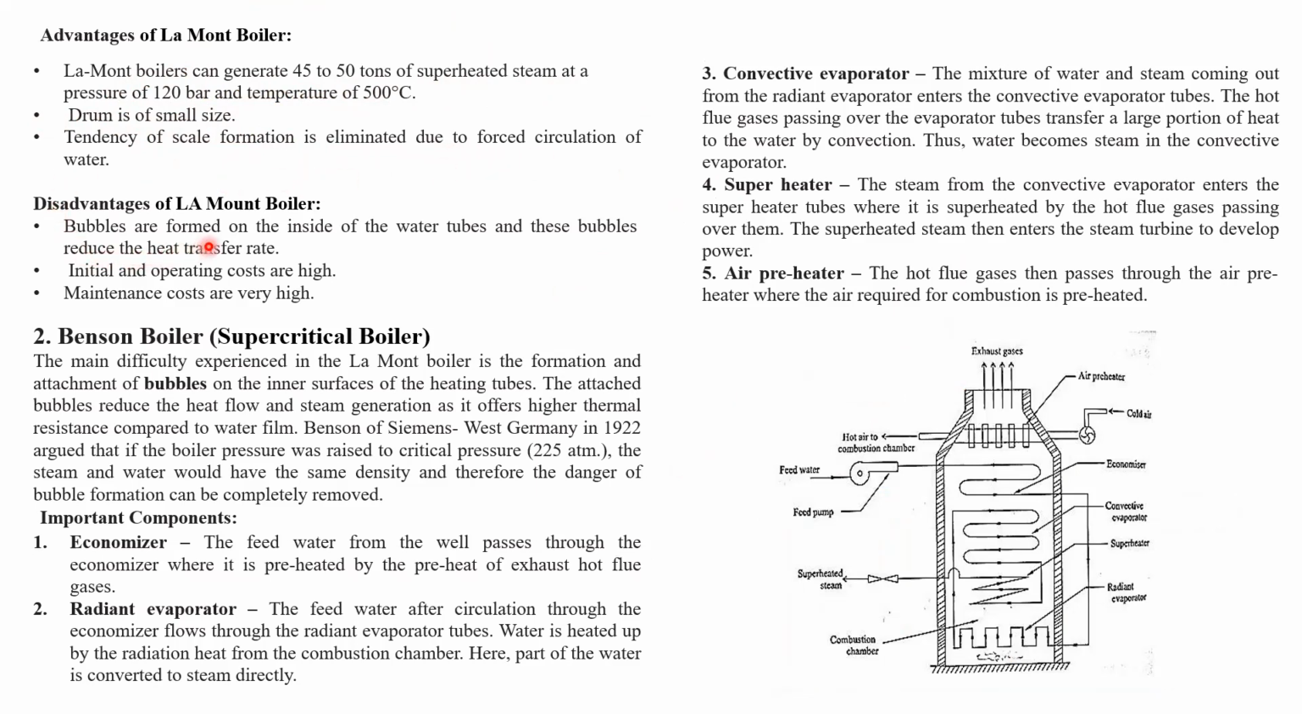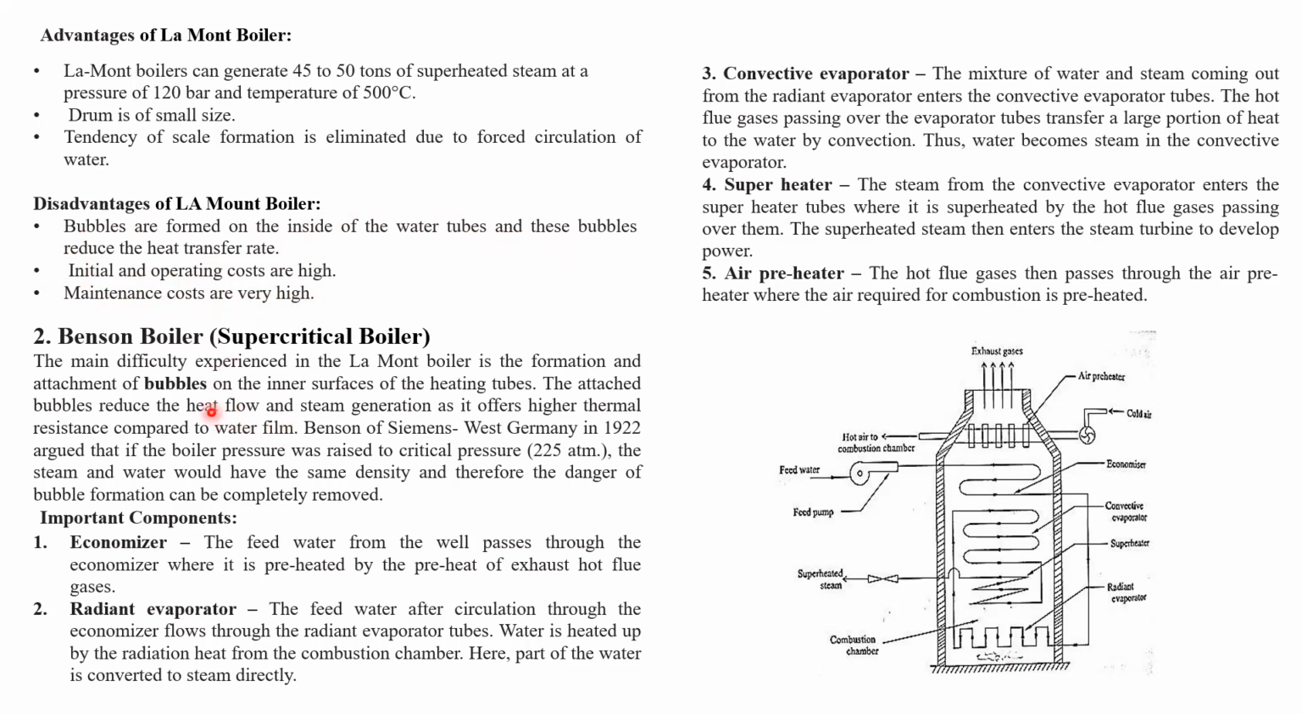Disadvantages: bubbles are formed. See here, on the inside of the water tubes, due to the radiation, or you can say convection, while heat flows from the outer surface to the inner surface. With more bubbles, there are chances of overheating, heating may not be proper, and bubbles remain inside the tubes, which reduces the heat transfer rate. Initial and operating costs are high. Maintenance costs are also high.